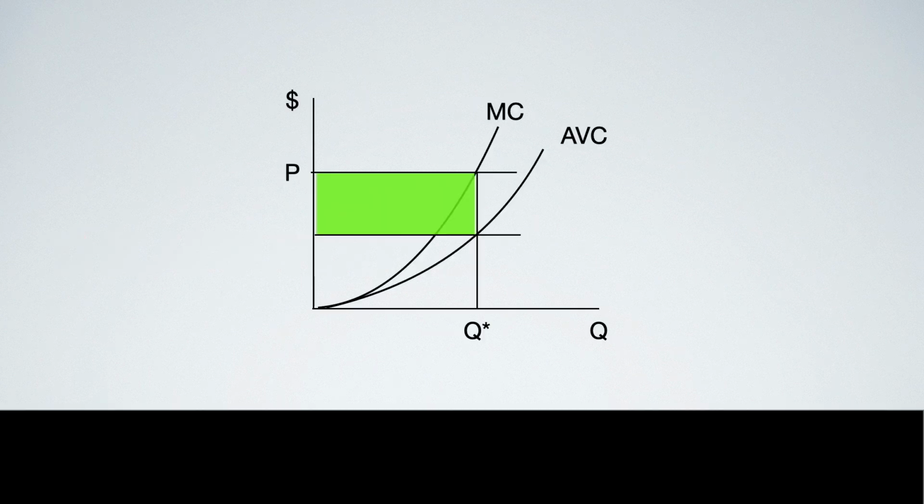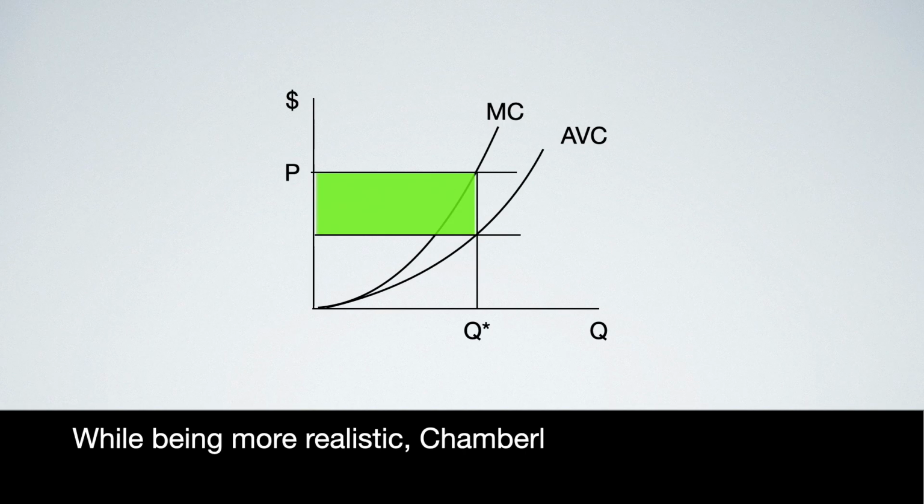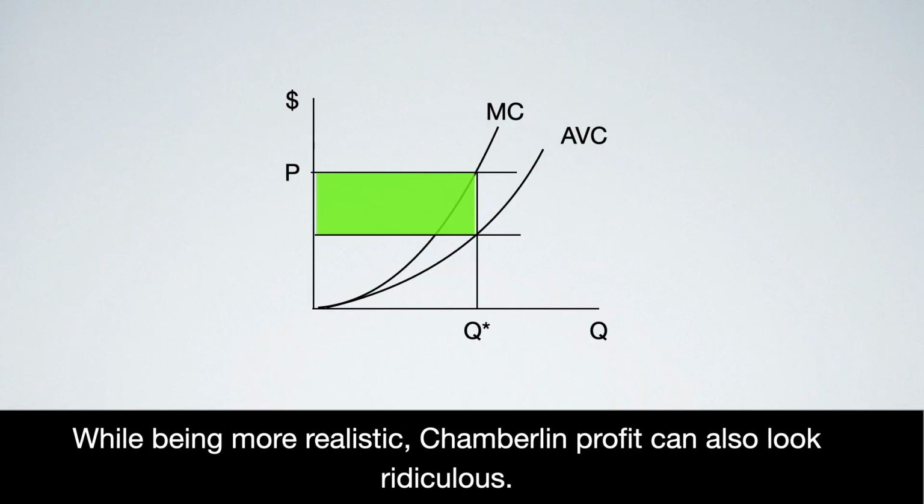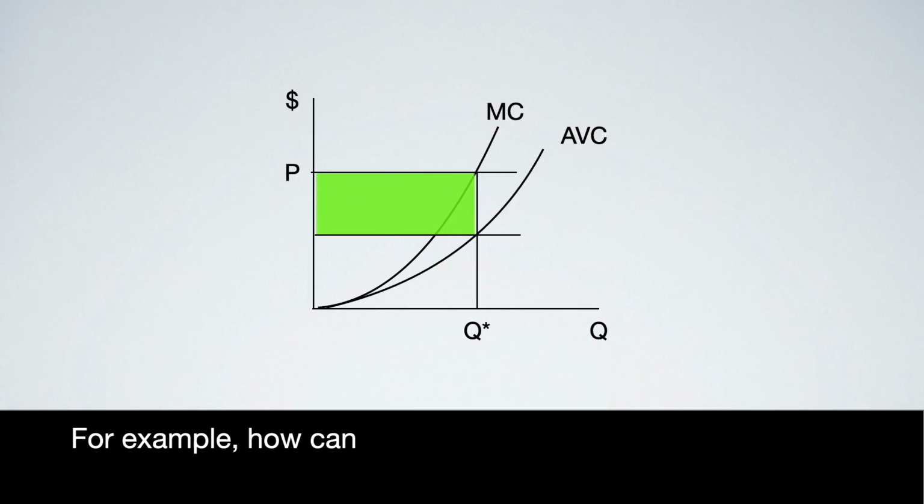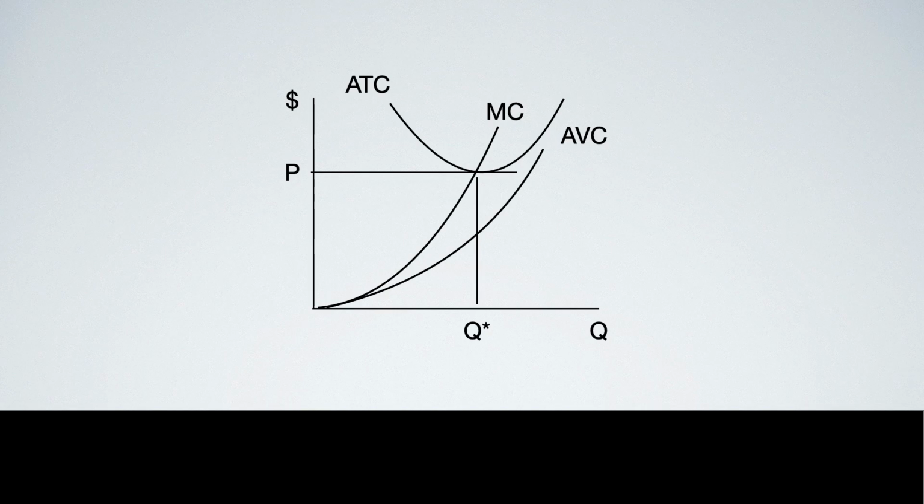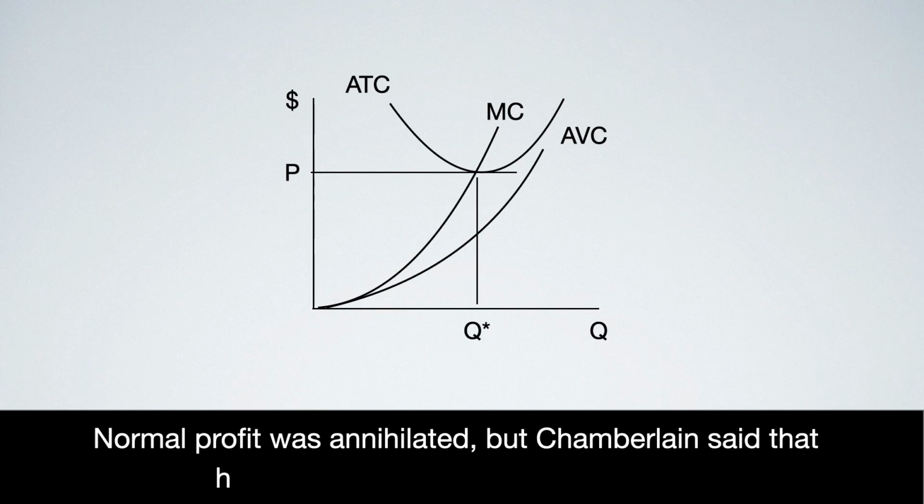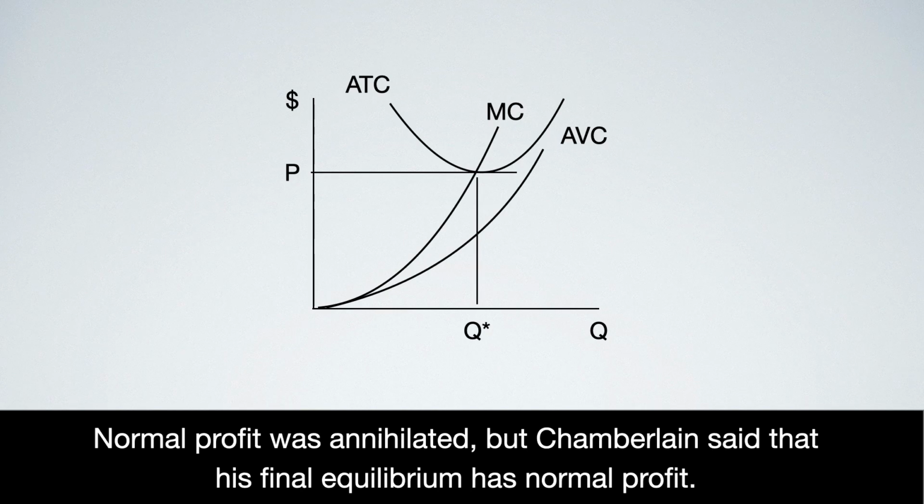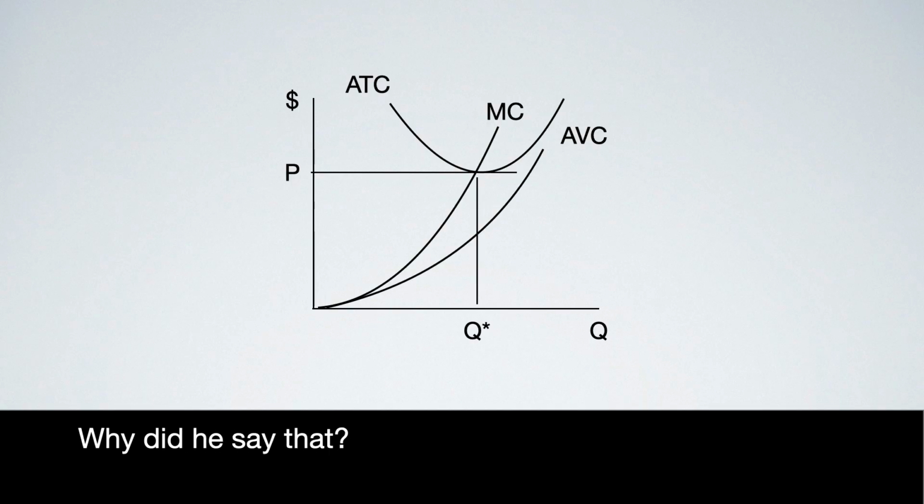The absurdity. While being more realistic, Chamberlin profit can also look ridiculous. For example, how can a firm with 0 K produce anything and enjoy the whole normal profit? Normal profit was annihilated, but Chamberlin said that his final equilibrium has normal profit. Why did he say that?